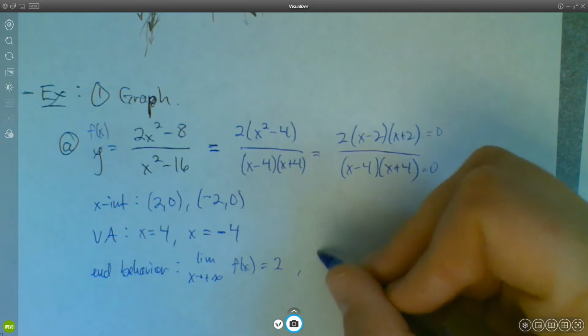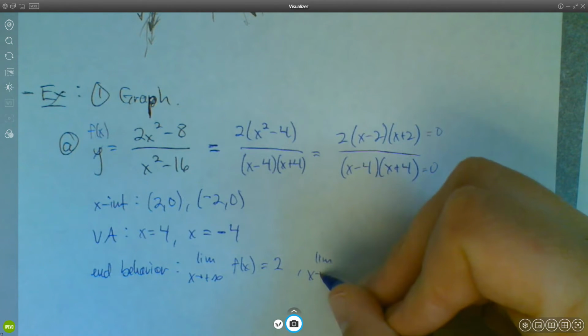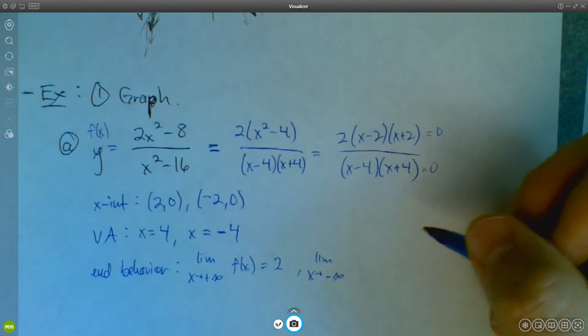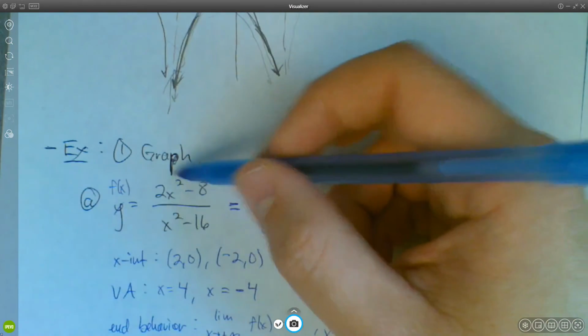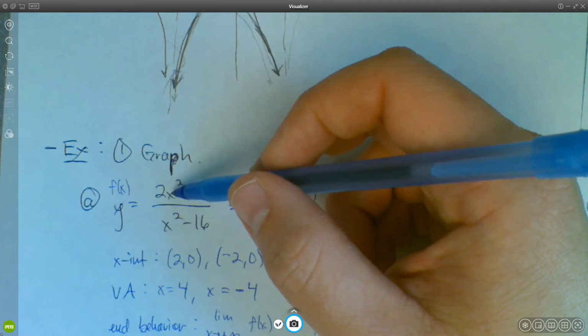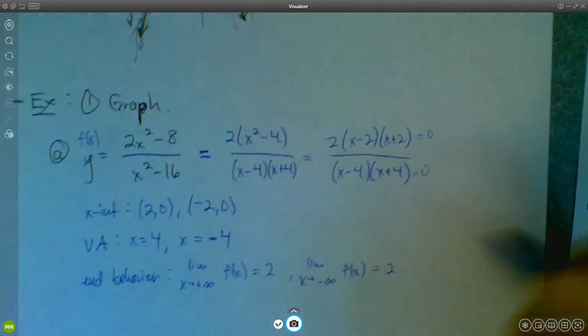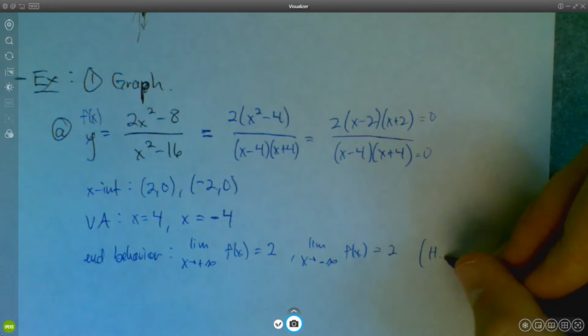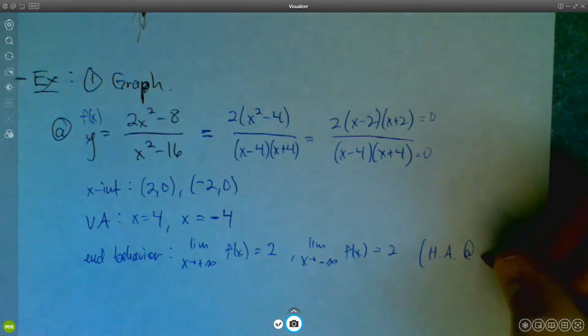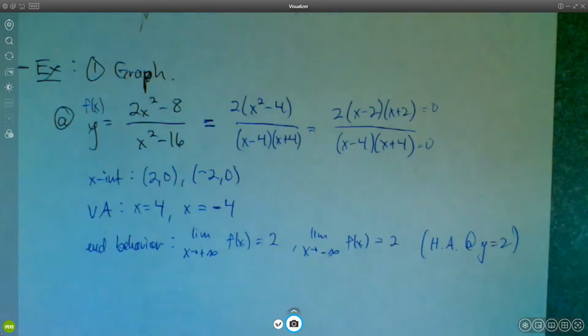And the same thing is going to happen, I think, as x goes to negative infinity. It's going to be the ratio of the leading coefficients, so that's going to be 2. In other words, we've got a horizontal asymptote at y equals 2.